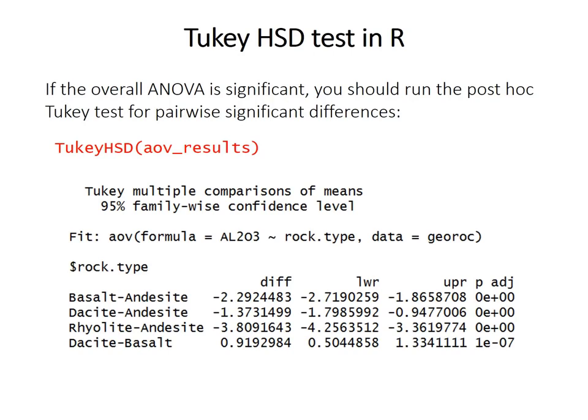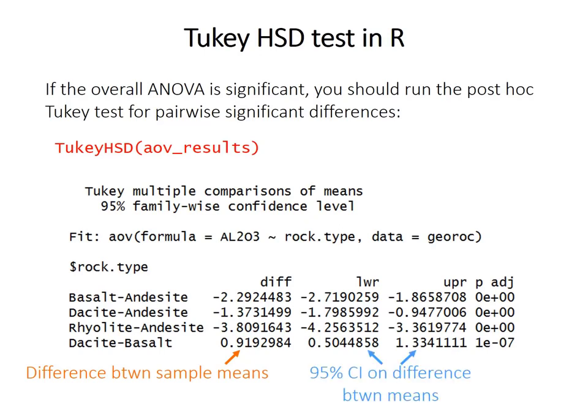I've truncated it. There'll be many more rows in this particular example. The first column is the difference between sample means. The next two columns are the 95% confidence interval on that difference between sample means, between each pair listed there. And finally, you get the adjusted p-value for the null hypothesis that the two samples come from populations with the same mean. You'll notice the ones here that say 0, or 0 e to the 0 power, that just means that the p-value is really tiny, and so in that case, remember, you can report less than 0.001.